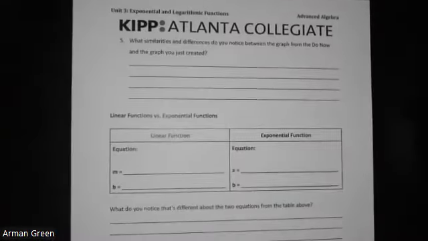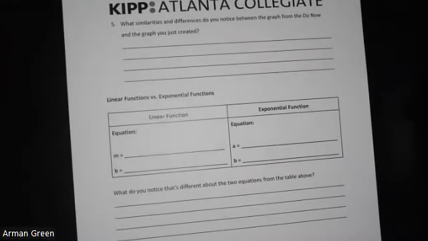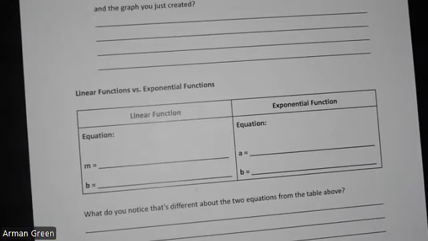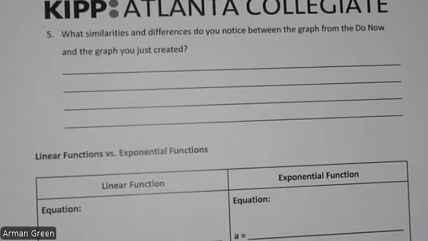So now if we move to page 4, I want us to look at question number 5 here at the top. Then I want us to list any similarities or differences that we notice between the graph from the do now and the graph that we just created on page 3. So take 4 minutes and just write out any similarities you see between the graph on page 1 and the graph on page 3. Write down what is the same, what is different between them, and then when we come back, we'll talk about it.